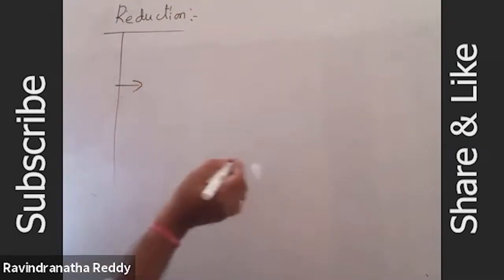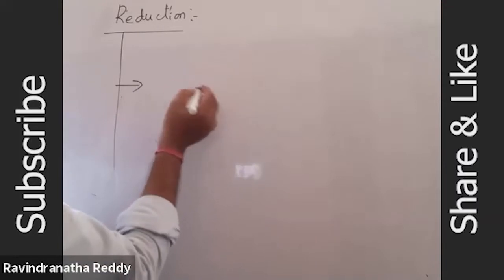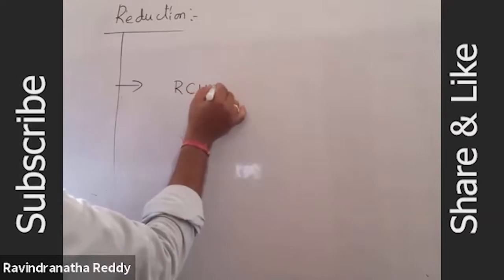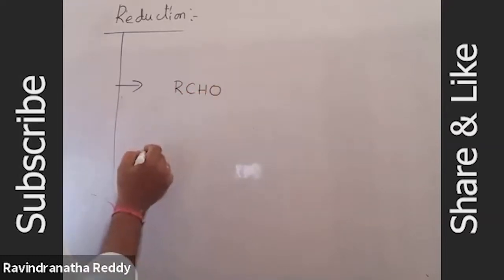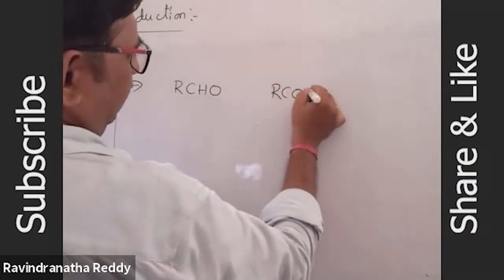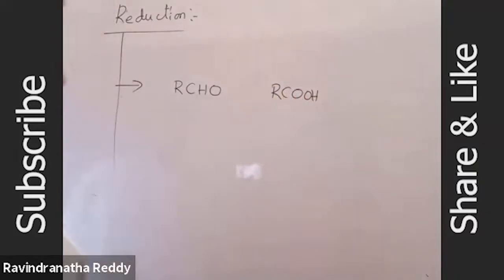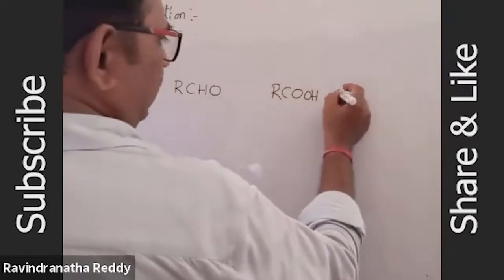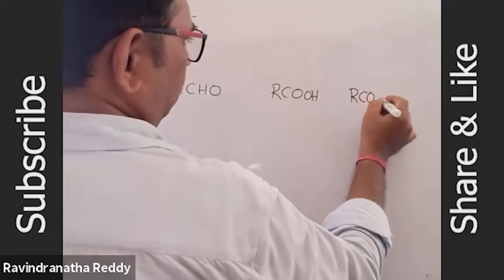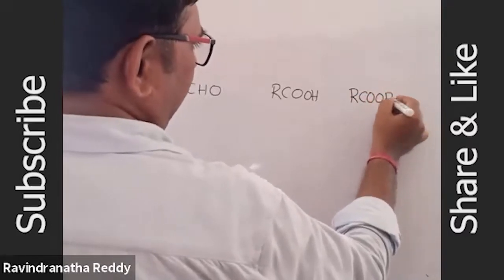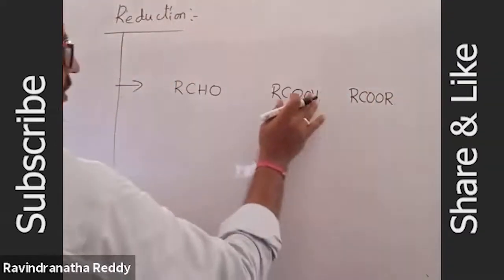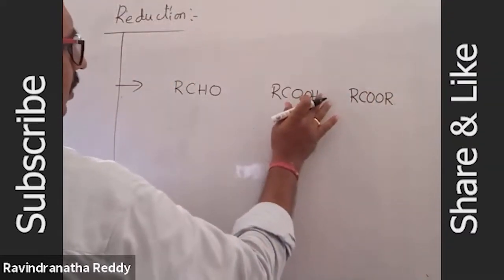Which compounds are we using? Here, carbonyl compounds, meaning RCHO. Next, we can use carboxylic acids and carboxylic acid derivatives. What are carboxylic acid derivatives? Esters, acid halides, acid anhydrides. So you can use those.